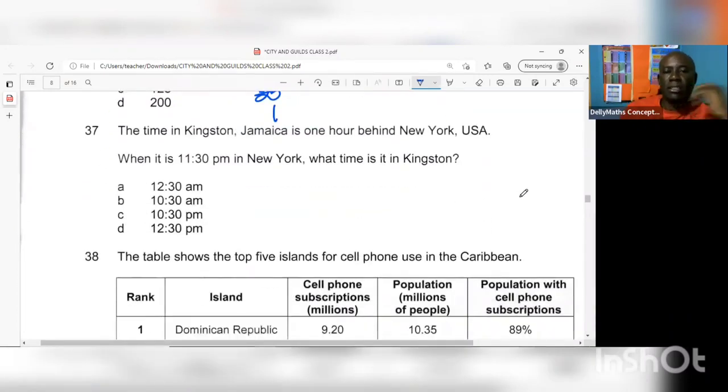The time in Kingston, Jamaica is 1 hour behind New York. When it is 11:30 in New York, what time is it in Kingston? Jamaica is behind, so New York is ahead by an hour. So we are in the PM, but we're at 10:30 now. So 11:30 in New York is 10:30 in Jamaica. We are a little bit behind them.